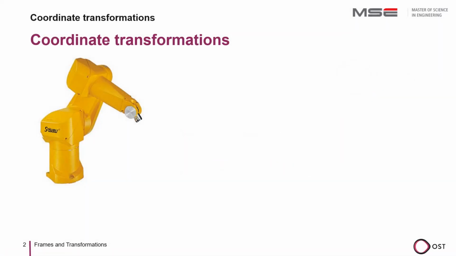Coordinate systems are also called frames. The world frame describes a fixed location to which all other coordinate systems refer. For example, the corner of the factory floor. The base frame describes the position of the robot and is usually defined in the base of the robot.